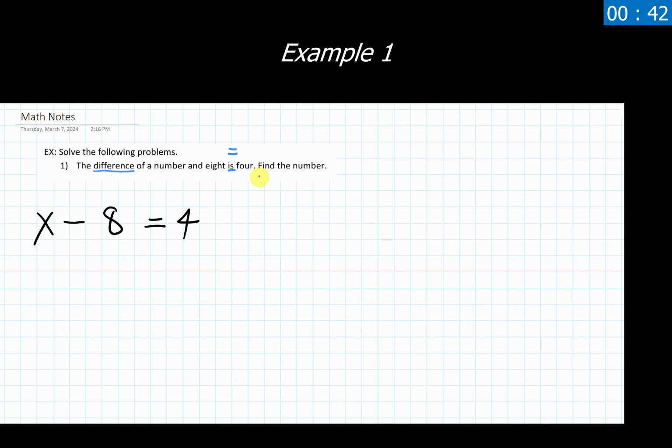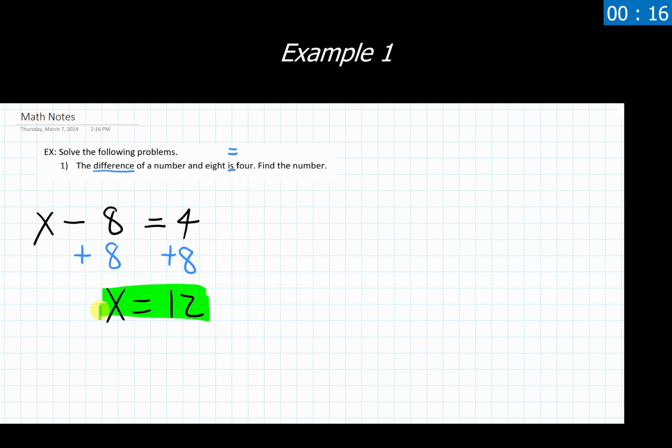We've translated it correctly. Now we can pretty much ignore this entire set of stuff up here and just focus on actually solving this thing. We don't actually want to completely ignore it, but we just now focus in on just doing math. So let's solve this thing. I'm going to add 8 to both sides. I'm going to get x is equal to 12.